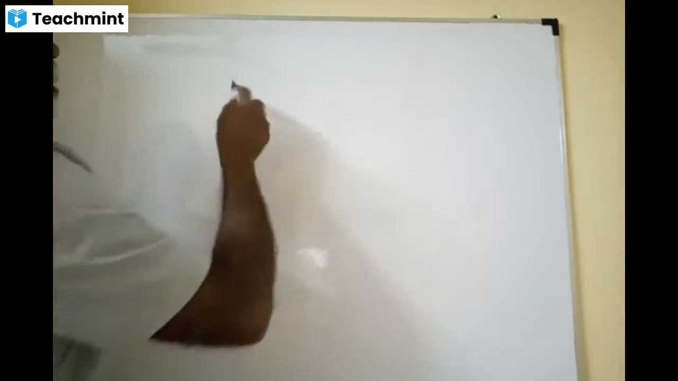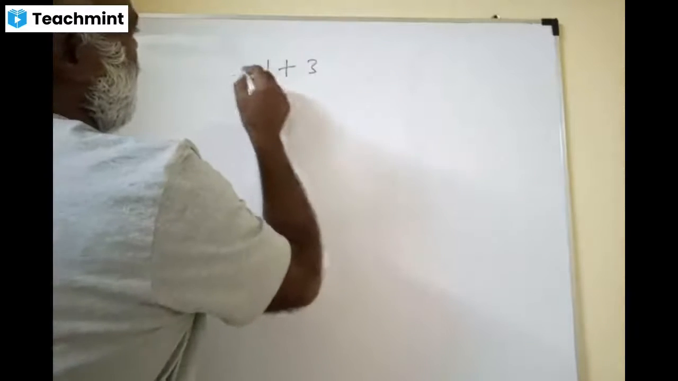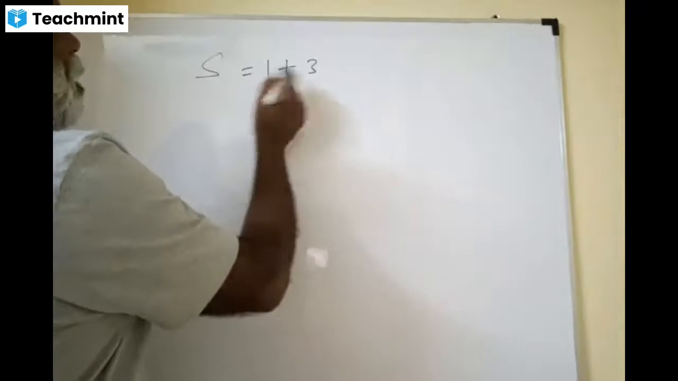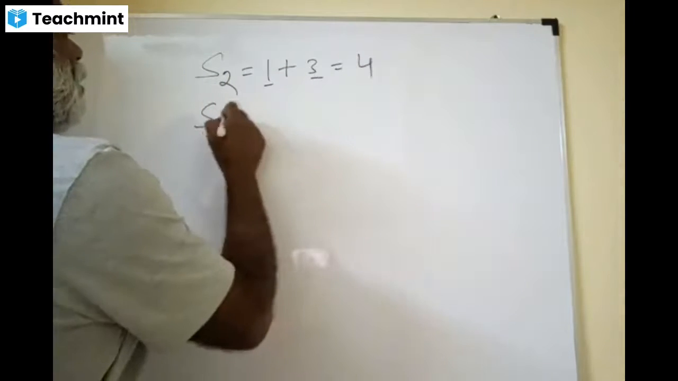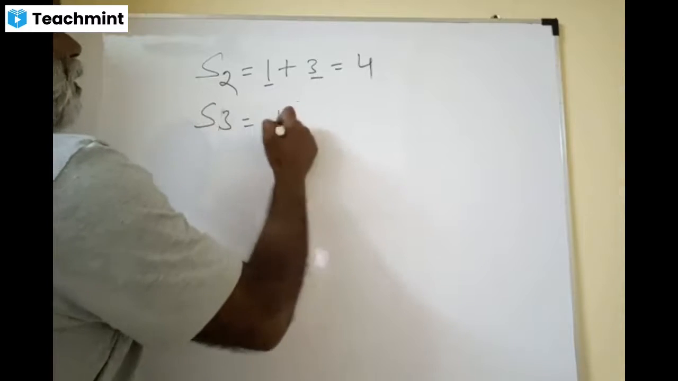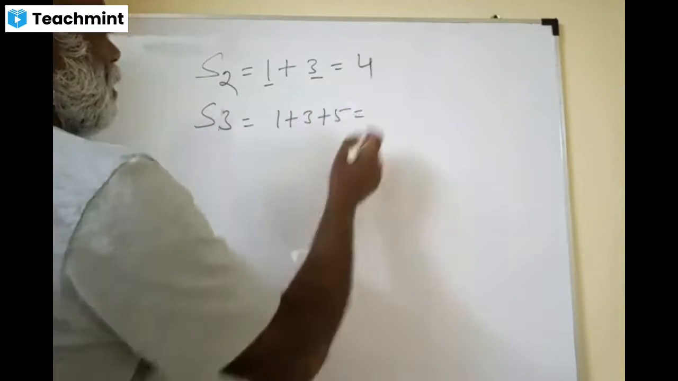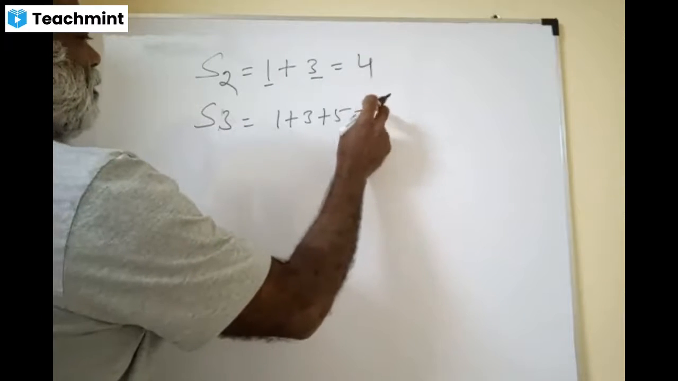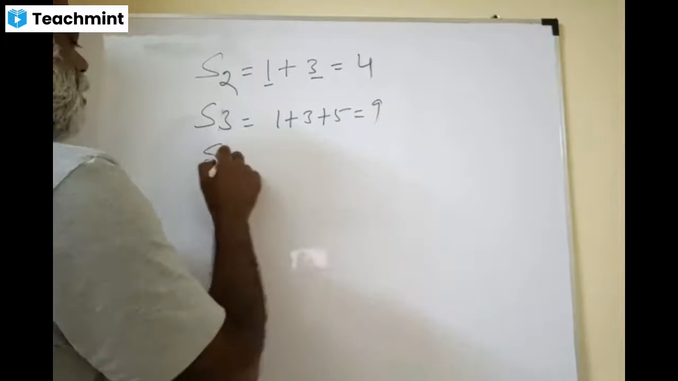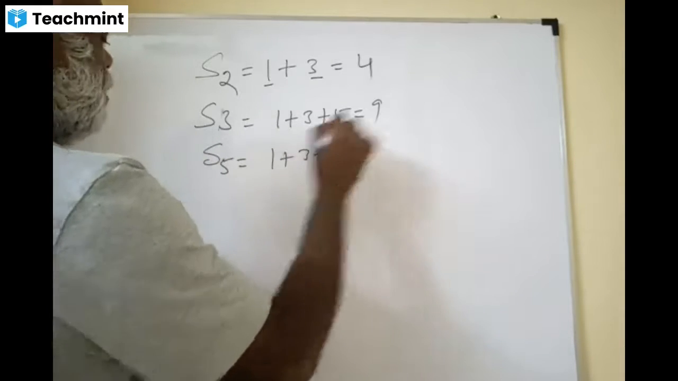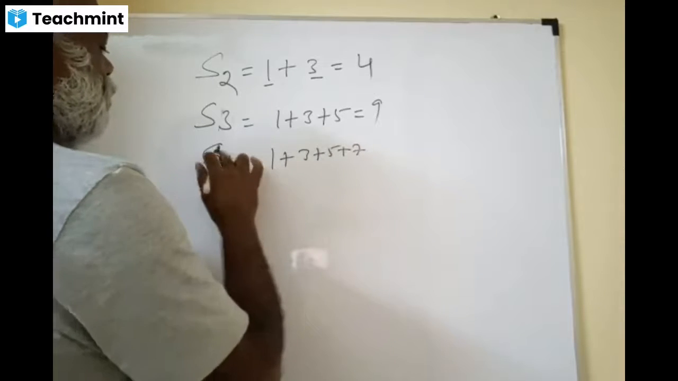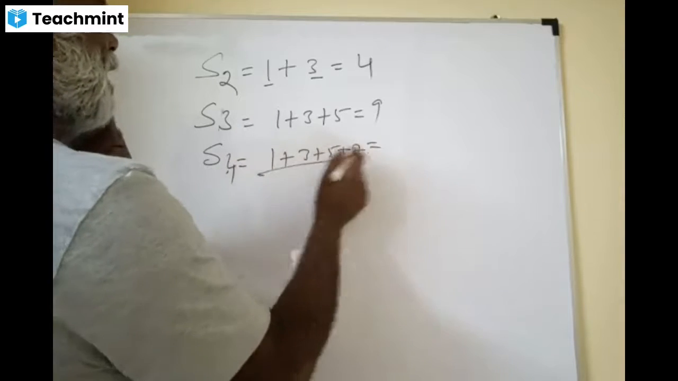Next, of course, another beautiful concept in this AP is this. 1 plus 3. How many terms are there here? 2 terms, right? What do you get here? 1 plus 3 is 4. Now 5 odd terms I am taking, sorry, 4 terms. So what do you get? This is already 9. 9 plus 7 is 16.